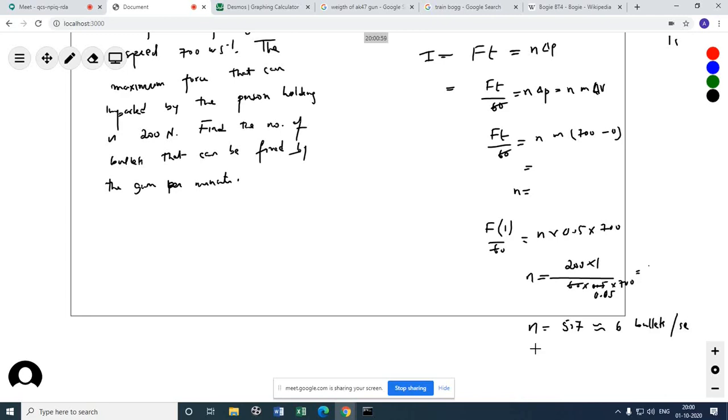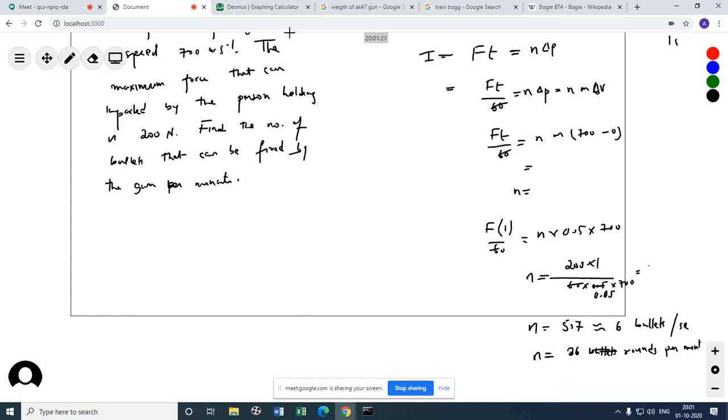Per second. So, per minute how many? Into 60? 6 into 6 is 36. Right? Oh yes sir. 36 bullets, or rounds. They say rounds per minute.